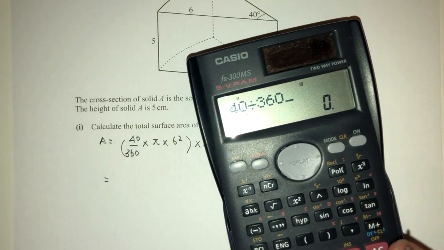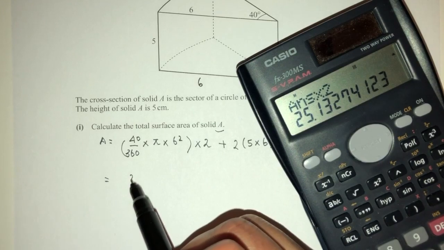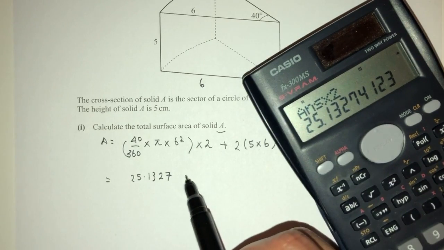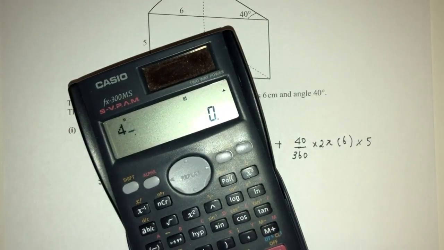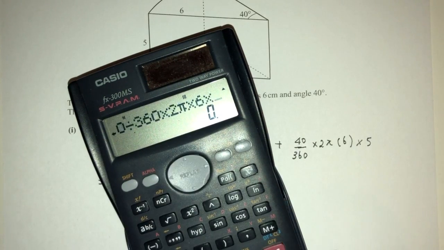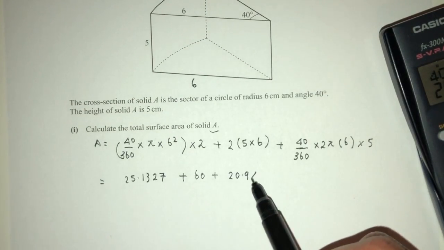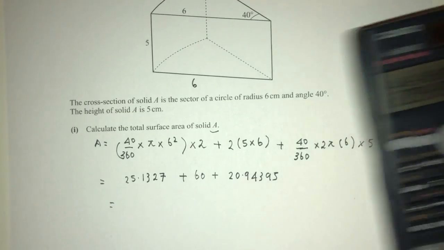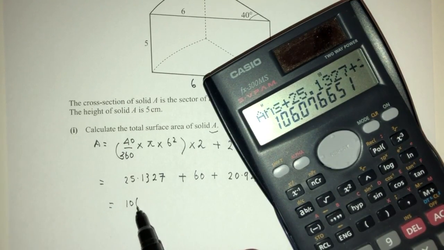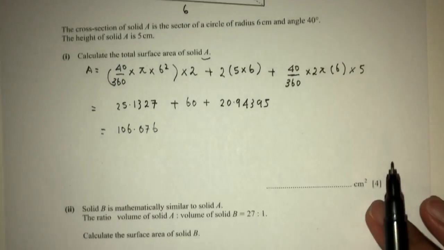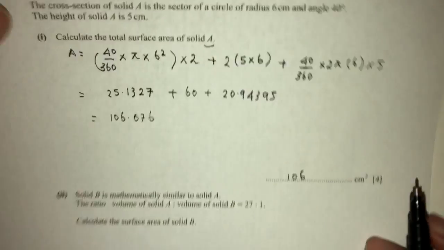So 40 divided by 360 times pi times 36 times 2. That will be 25.1327, plus 2 times 5 times 6, that will be 60, plus 40 divided by 360 times 2 pi times 6 times 5, that should be 20.9439. So let's add everything together. That should be this plus 25.1327 plus 60, which is 106.076. Of course you will write your answer correct to 3 SF. That should be 106 centimeters squared for the total surface area.